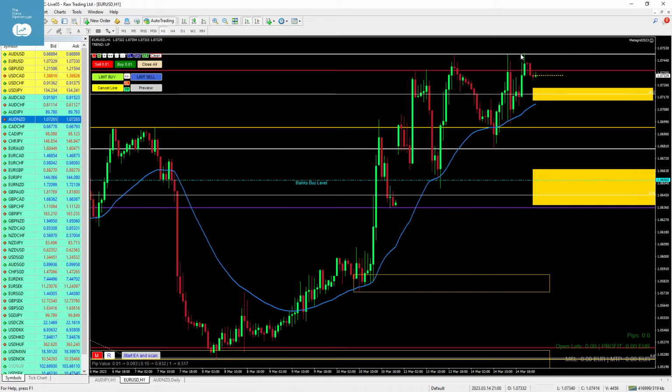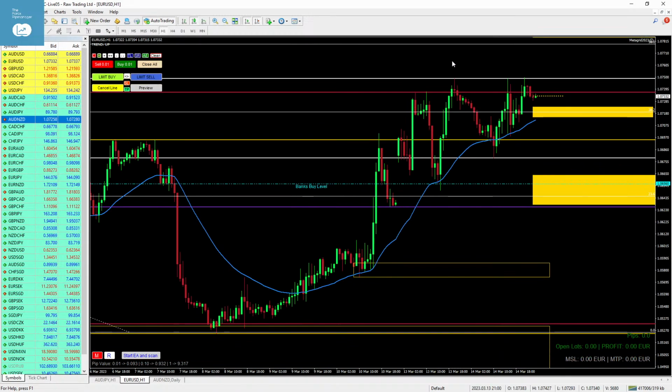And we have here H1 resistance, and we have here H4 support, H1 support, and we have this line, it's a monthly support level. So it's a little bit of resistance here, a lot of resistance where it has to come through. This is the reason why it bounces here that heavily.